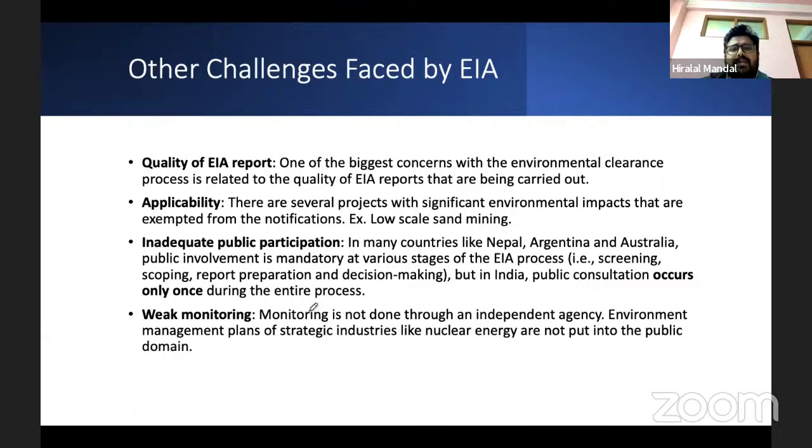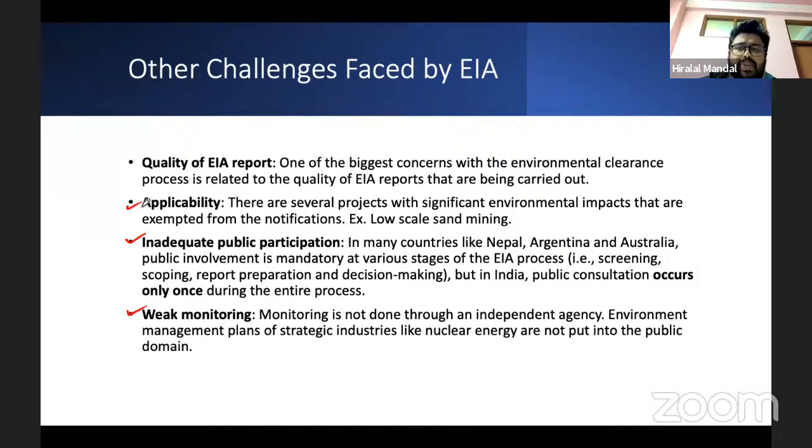Apart from that, the environmental impact assessment is already facing problems because of lack of participation from the people. So not many people are aware of the environmental impact assessment. So the participation of the people is extremely low. The monitoring is also very low in the country. So weak monitoring is already affecting the environmental factors in the projects. There are many instances where it has been compromised.